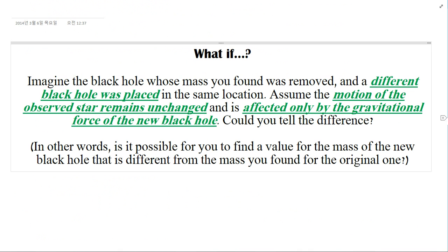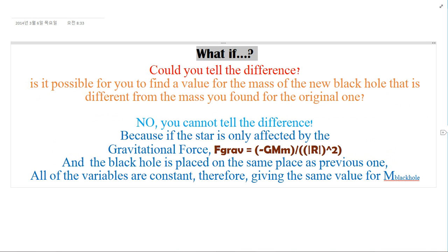So imagine the black hole whose mass you found was removed and a different black hole was placed in the same location. Assume the motion of the observed star remains unchanged and is affected only by the gravitational force of the new black hole. Could you tell the difference? No, you could not, because if the star is only affected by gravitational force, and the black hole is placed in the same place as the previous one, all of the variables used before are constant, therefore giving the same value for the mass of the black hole.